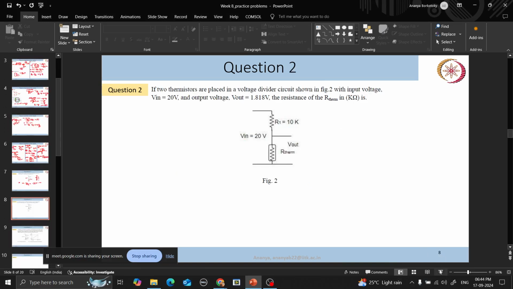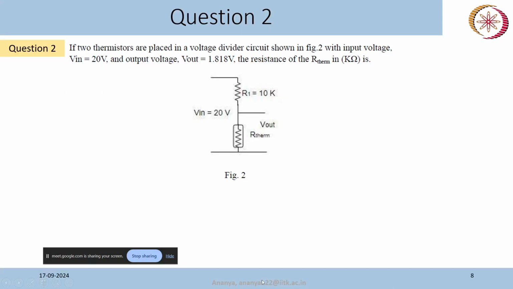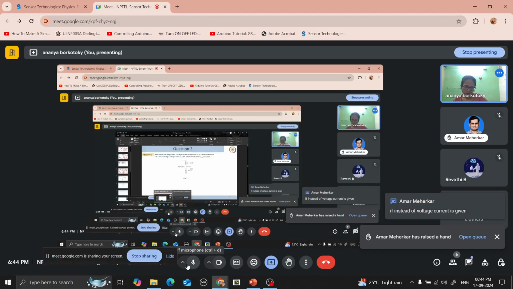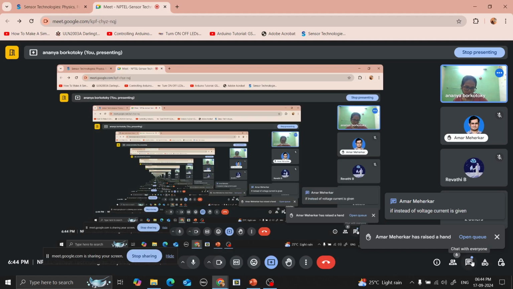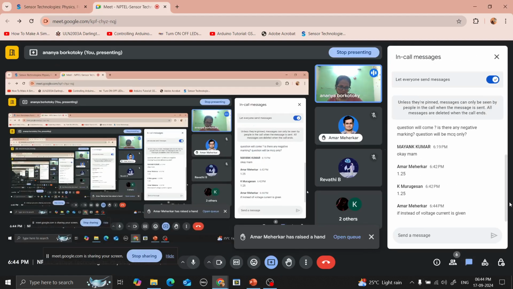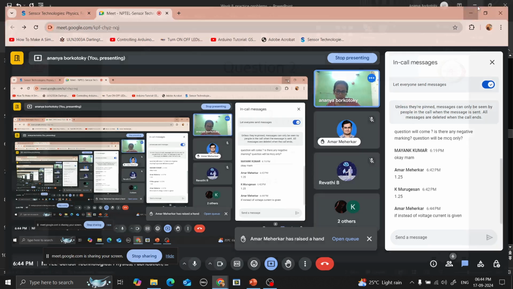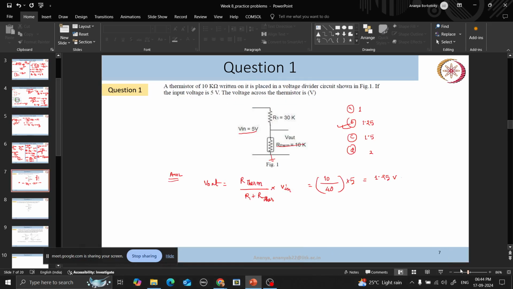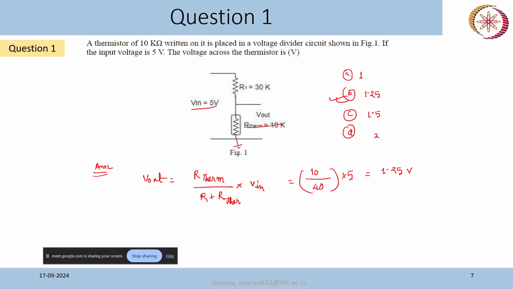So this is the second question. It's again similar. If instead of voltage the current is given, then you can use KCL. Say, let's go to the previous question. So what will be the current in this circuit?